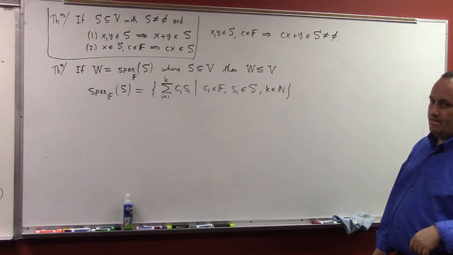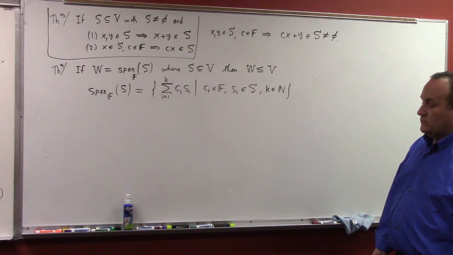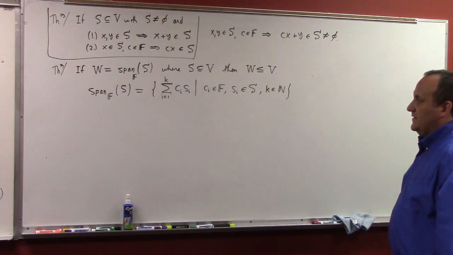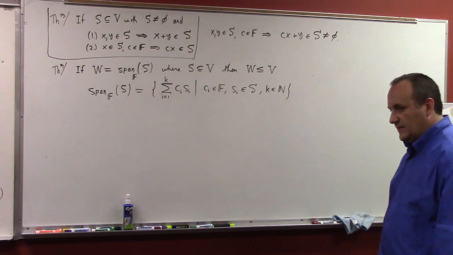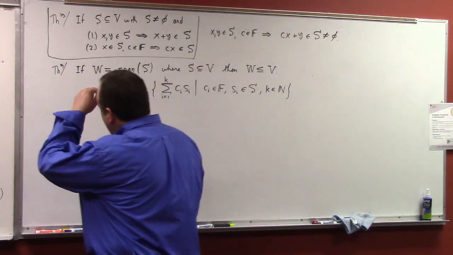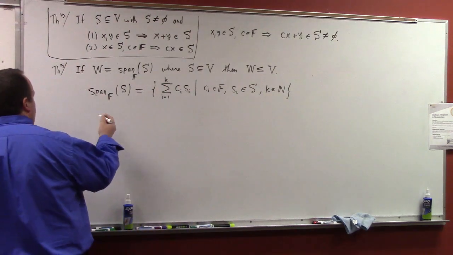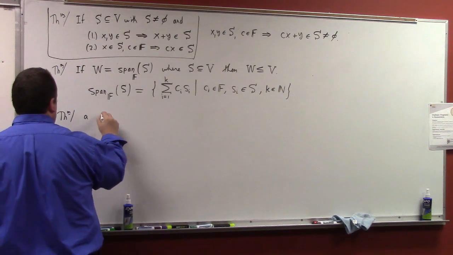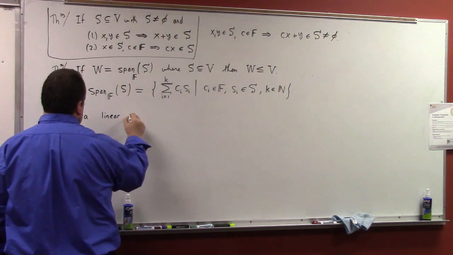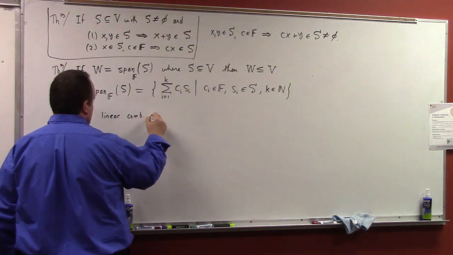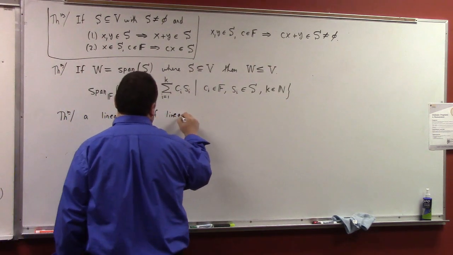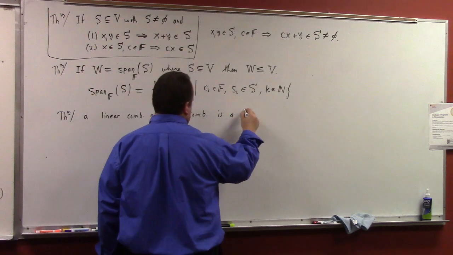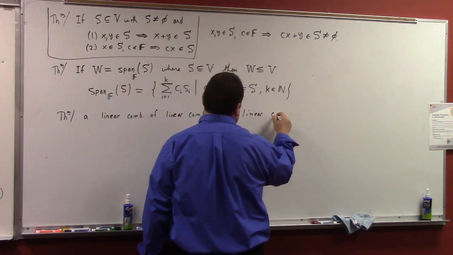But why does the sum have to be finite? That's the definition. If it wasn't finite, then theorems like the following would be harder. I mean, here's the theorem: a linear combination of linear combinations is a linear combination.